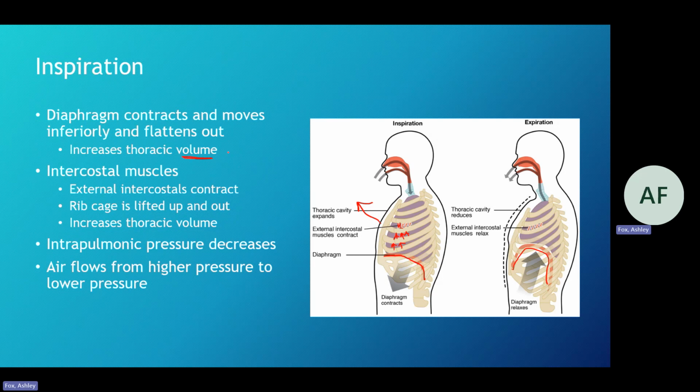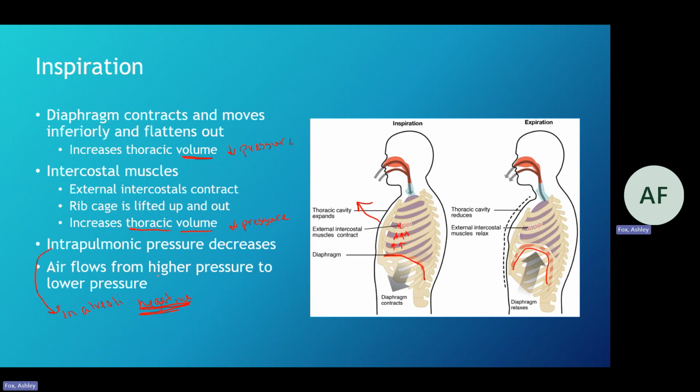So think about what's happening with pressure. If you're increasing volume, you're decreasing pressure. External intercostals are contracting, lifting your ribs up and out. What are you doing? Increasing thoracic volume, decreasing pressure. So your intrapulmonic pressure, the pressure that's in the alveoli, is decreased. And so it's negative, and it's even more negative. So what you're doing, you're decreasing the pressure.